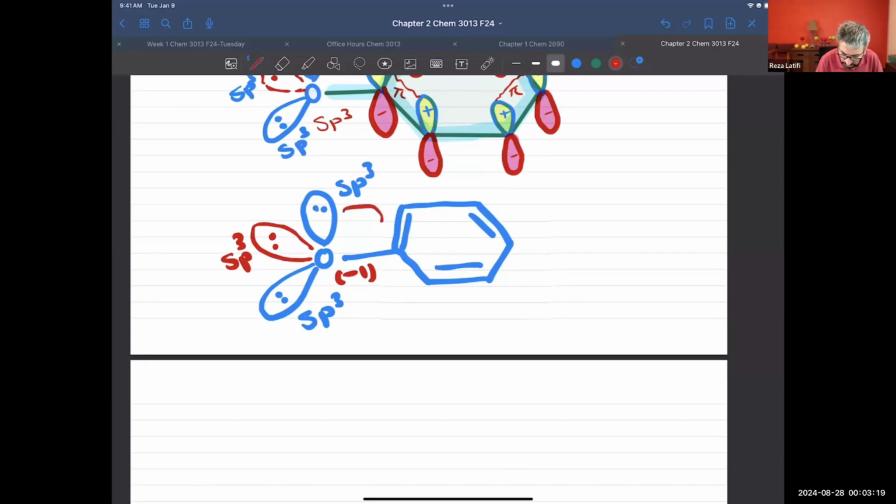Can I share one of these lone pairs, the one that is pointing up, with the ring? I'm going to highlight it. Can I share this lone pair with the ring? Yes, it's possible.